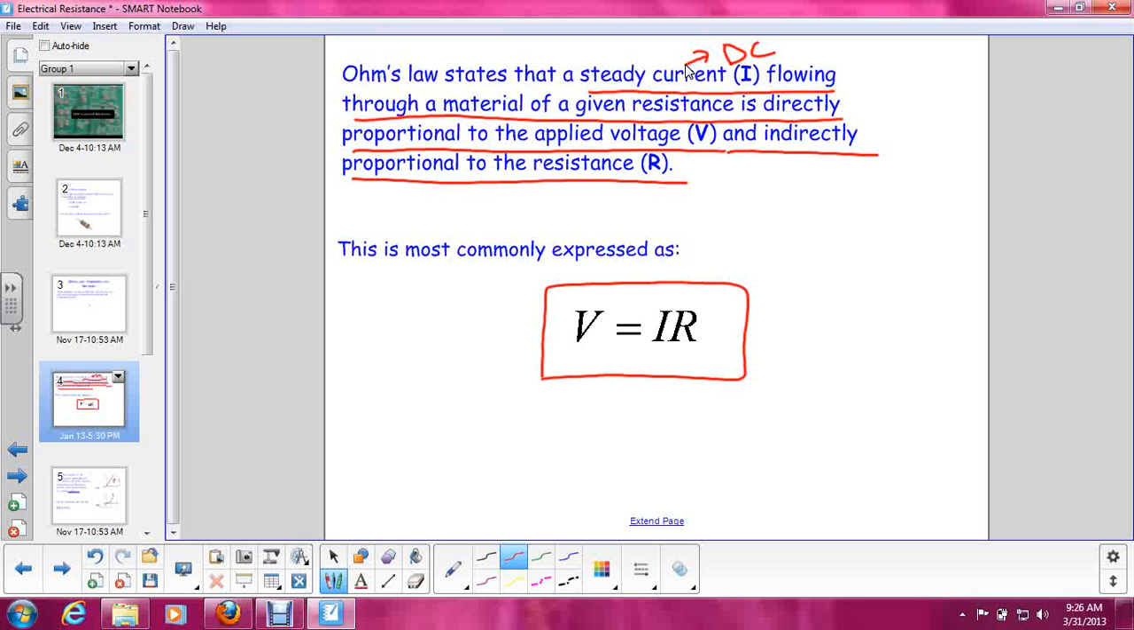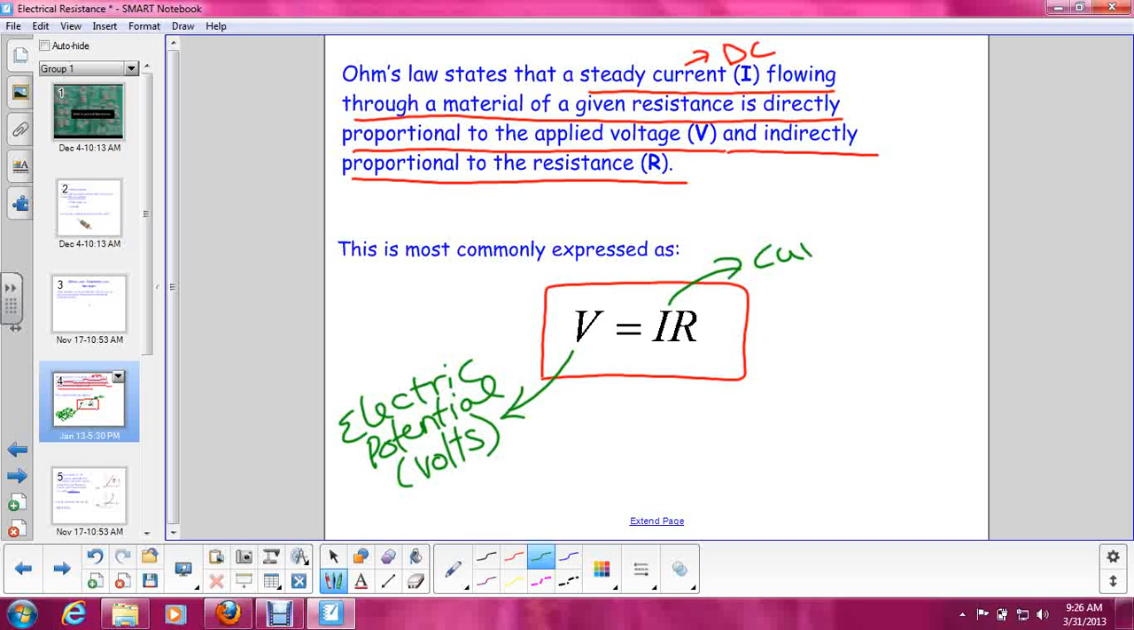And we say that as the equation V equals IR. It's pretty easy. If you walk away from this class only knowing 2 equations, please let them be F equals MA and V equals IR. V, as we know, stands for electric potential, measured in volts. I is the current, which is the flow of charge, or how fast it's flowing, and we measure that in amps.